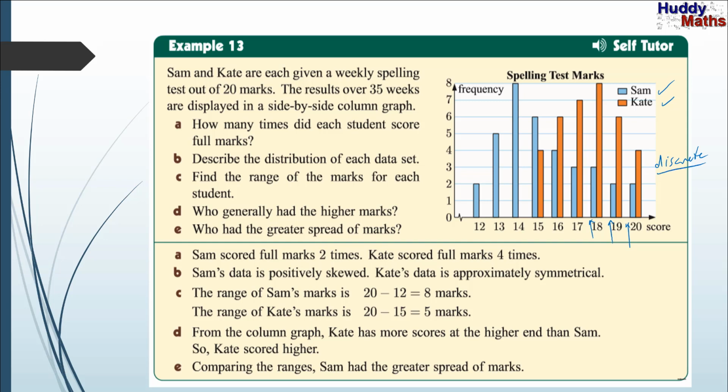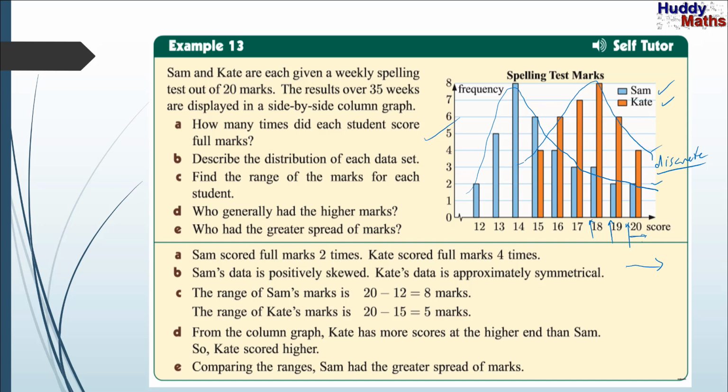So how many times did each student score full marks? So we're looking at the top here. So 20. So Kate did it 4 times and Sam scored it twice. Describe the distribution of each data set. Well, let's have a look. We better try and see Sam. Sam is like that. So it's skewed. You've got extra points up the top end. That's positively. And now Kate is like that.